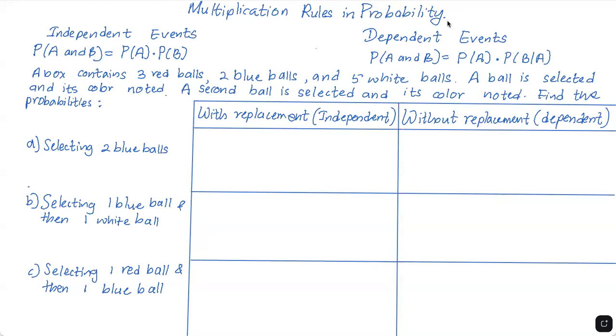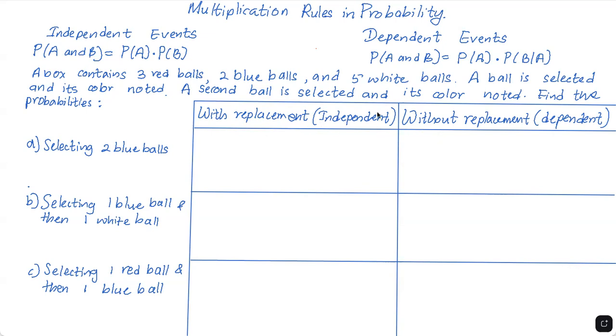So let's see this example. A box contains 3 red balls, 2 blue balls, and 5 white balls. A ball is selected and its color noted. A second ball is selected and its color noted. Find the probabilities. Part A, probability of selecting 2 blue balls. Part B, probability of selecting 1 blue ball and then 1 white ball. And part C is the probability of selecting 1 red ball and then 1 blue ball.